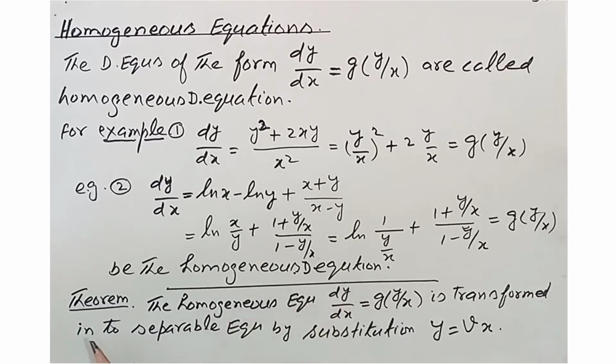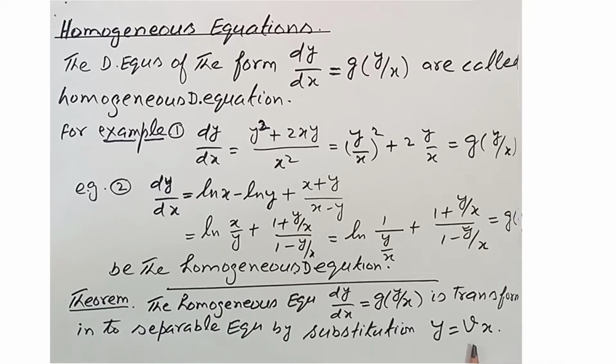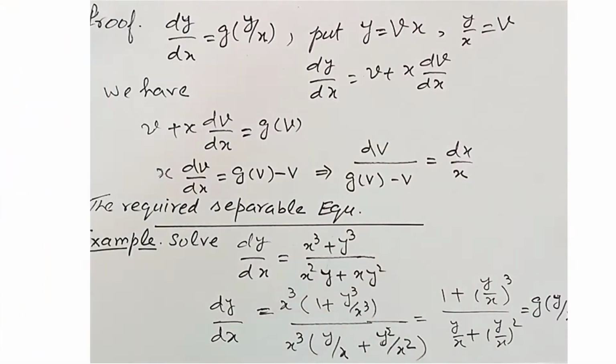Now, how do we solve the homogeneous differential equation? We prove here the theorem. The homogeneous equation dy by dx equal to g of y by x is transformed into a separable equation by substituting y equal to vx. First we transform this homogeneous equation into the separable equation. Then by separating the variables and taking the integral on both sides, we can solve the given differential equation. Now we prove this theorem.